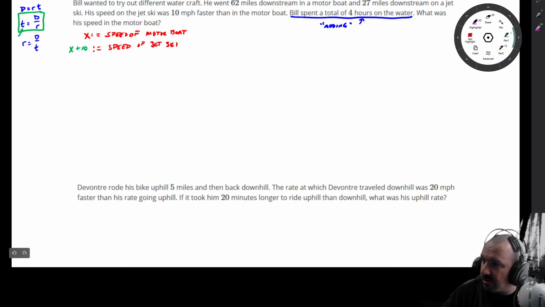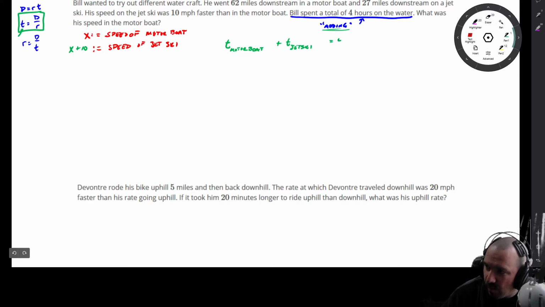Green's fine. We'll do green. So I need a time, and this is going to be for my motorboat. The subscript here is just telling you what the T is measuring. And then I need to add that. That's where I got the total. I need to add that to the time on my jet ski. And I get 4 hours out of that.